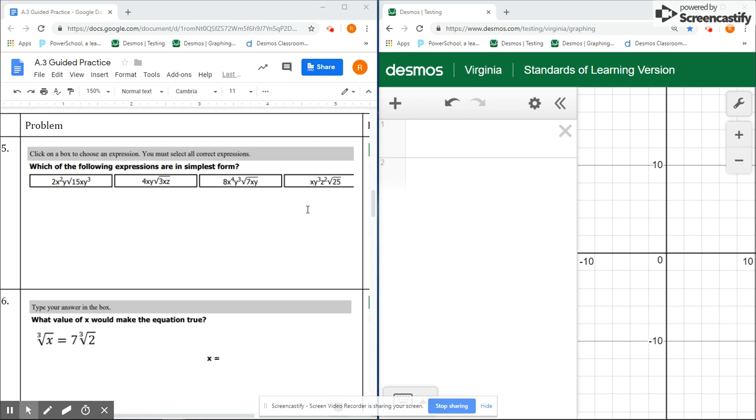This is 8.3 guided practice. We're on page number 2. All right, we're going to go through 5, 6, 7, and 8. We're going to try 2 of them together, and then you're going to try 2 of them on your own.